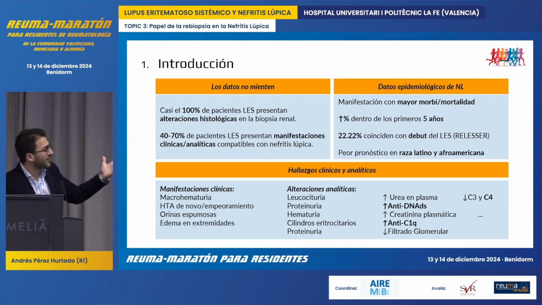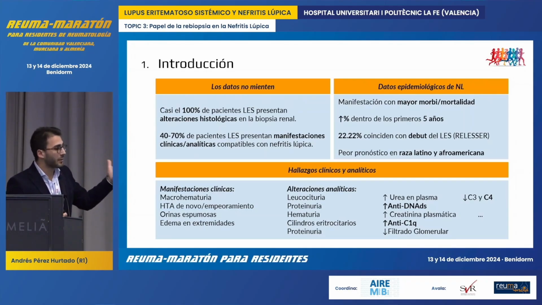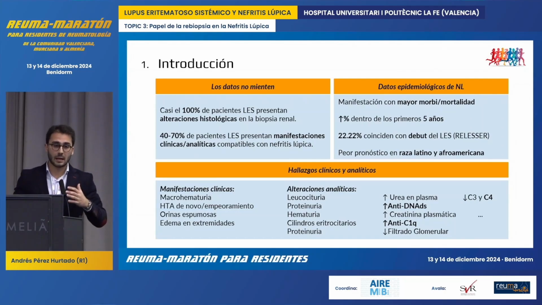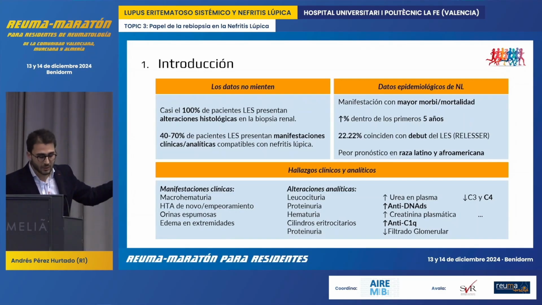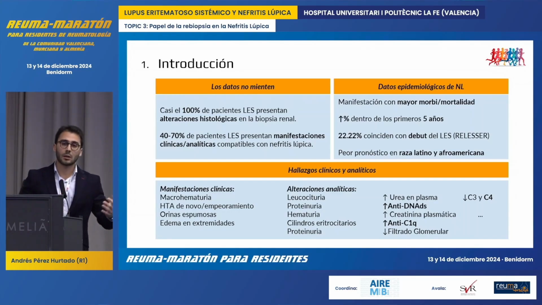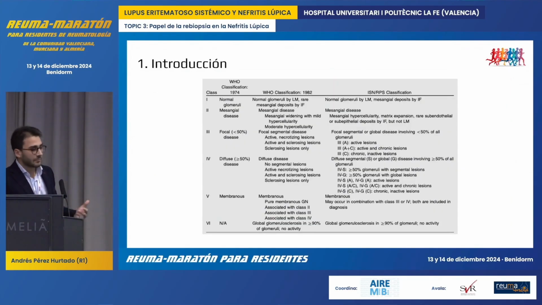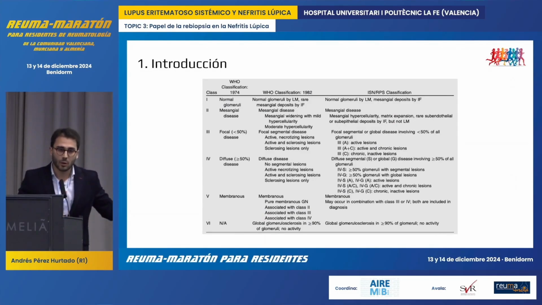And just like in rheumatoid arthritis, lupus nephritis, like lupus itself, has a worse prognosis in women of Latin American and African American descent. As for the main clinical or laboratory manifestations and abnormalities, they are the ones you see there on the screen. And I would just like to mention anti-C1q antibodies because they are sometimes somewhat overlooked in this condition.